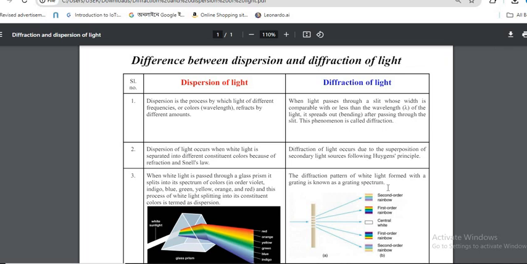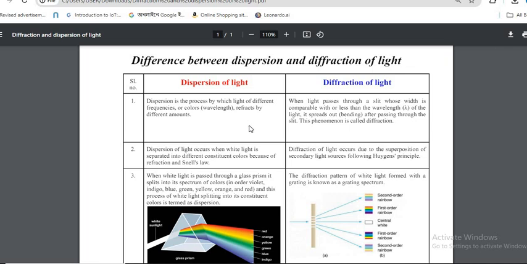Hello, today we will discuss the difference between dispersion and diffraction of light. The words look similar, but they are totally different, although both are related to light. First we'll talk about dispersion.